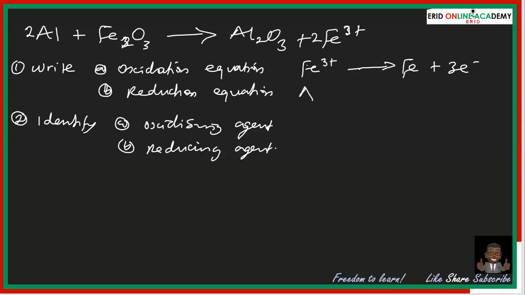Reduction one is Al plus 3e minus arrow Al. But the valency for Al is 3 plus. Yes. So is it Al 3 plus? Al 3 plus.